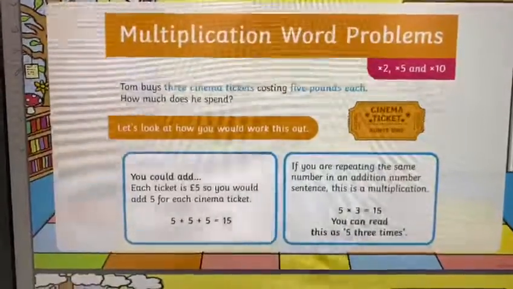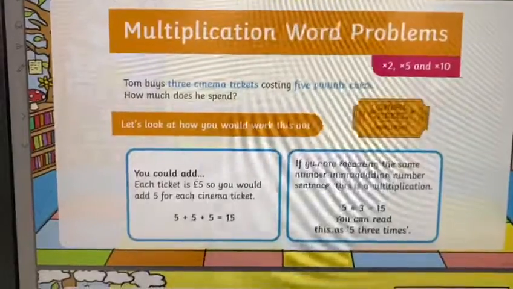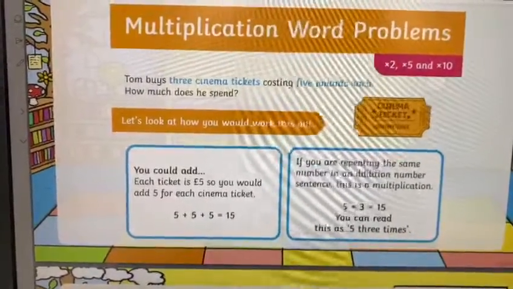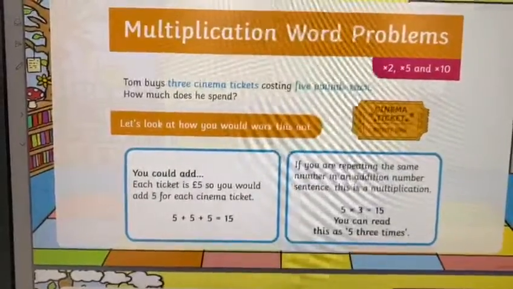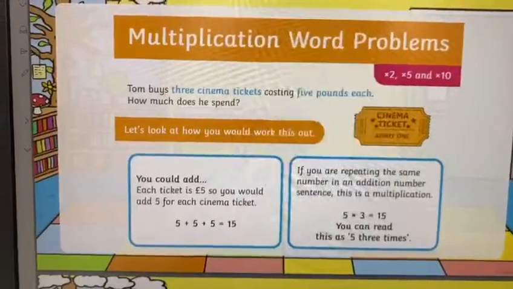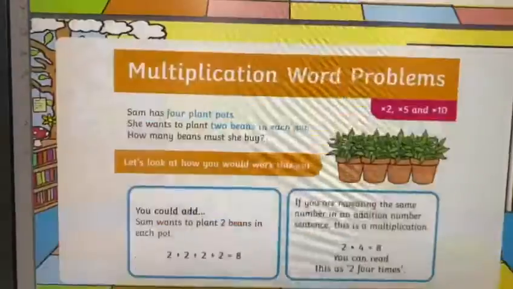So you could have added 5, add 5, add 5 for each of the cinema tickets, and your answer should be 15. Or you might have wanted to do multiplication, and that would be 5 times 3 equals 15. So do what suits you best today, whether that's repeated addition or multiplication. And then when you scroll down, there's another one, very, very similar.